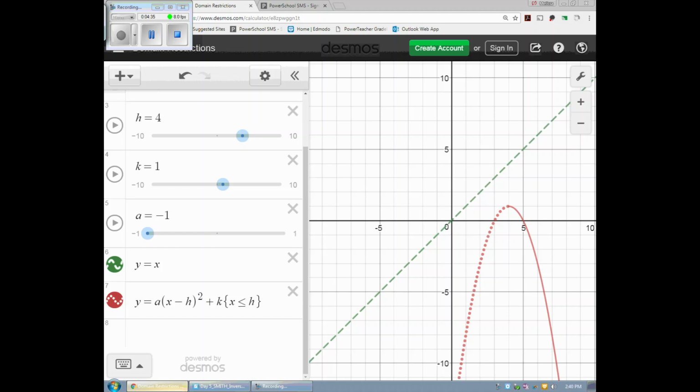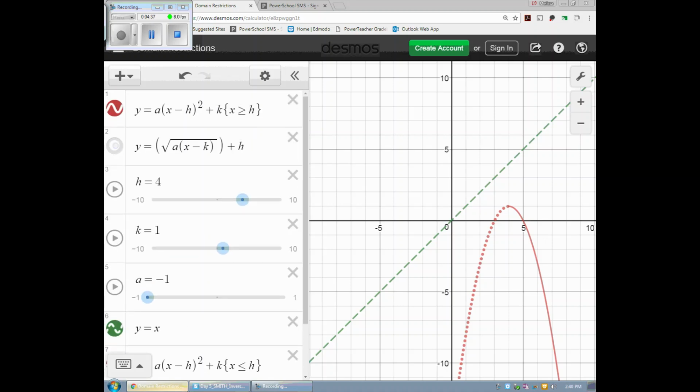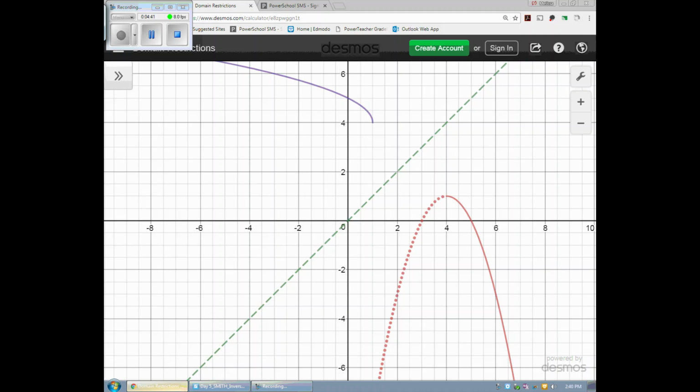And then we can look at the inverse function. The inverse function is here in purple. This is the inverse function. The solid purple graph is the inverse function of the solid red graph. Those are inverses. They are reflected in the dotted green line, which is y equals x. These are inverses. Both of the solid lines will pass the vertical line test and the horizontal line test.